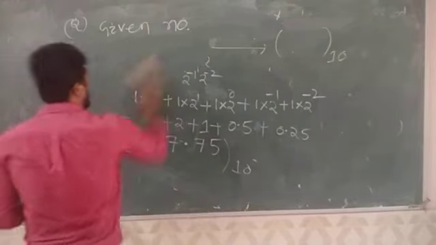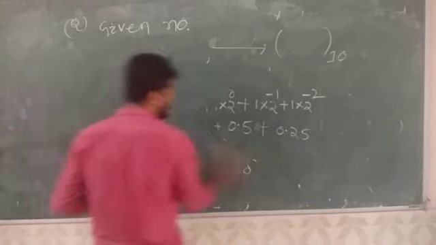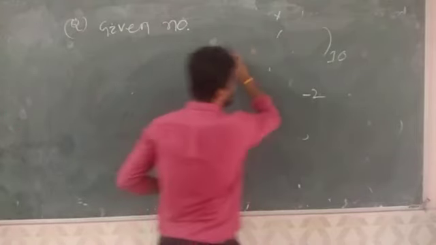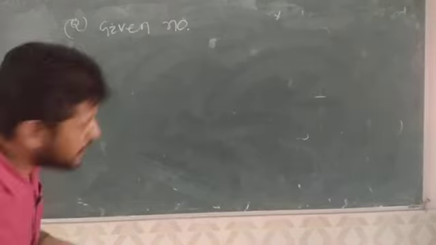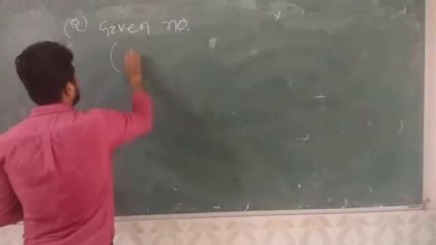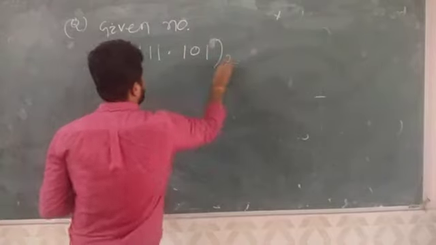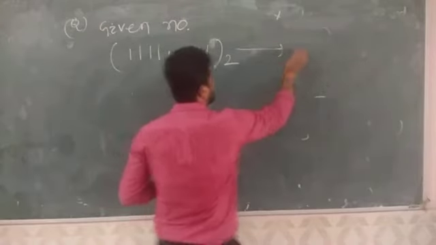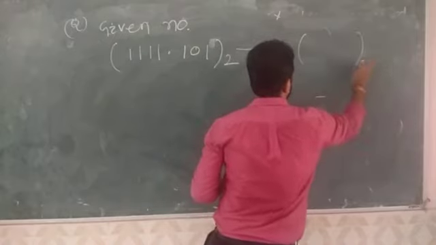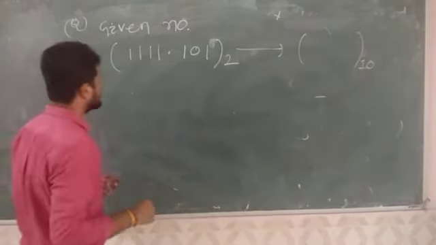So I will solve one more problem on this so that we will have more clarity, to convert a given number into decimal. So the given number is 1111.101. This number is given in binary and I would like to find its corresponding decimal number. Then how to convert this number?